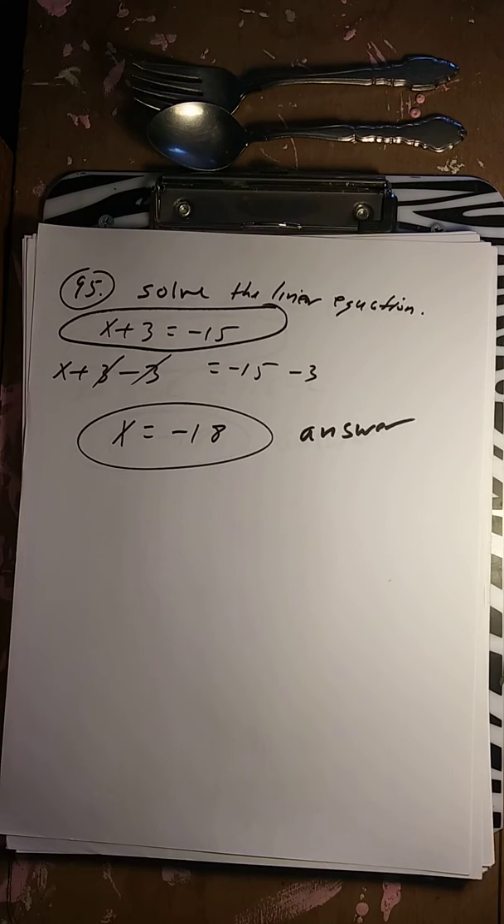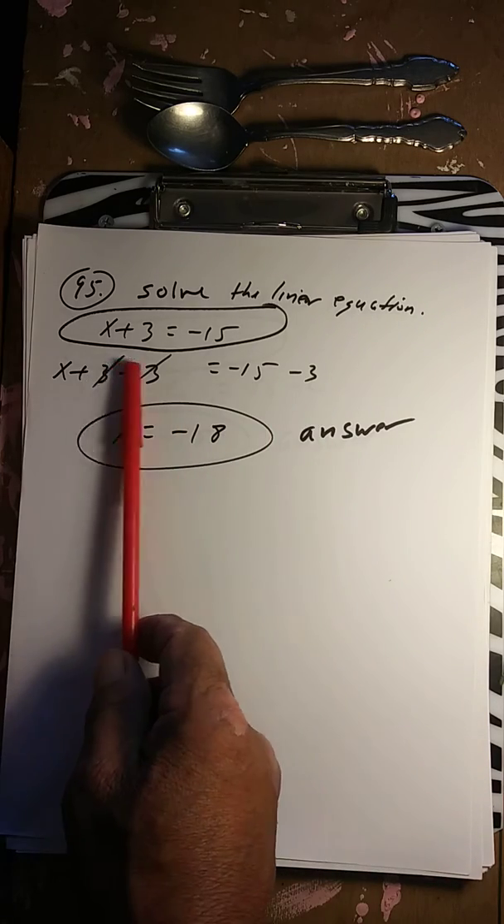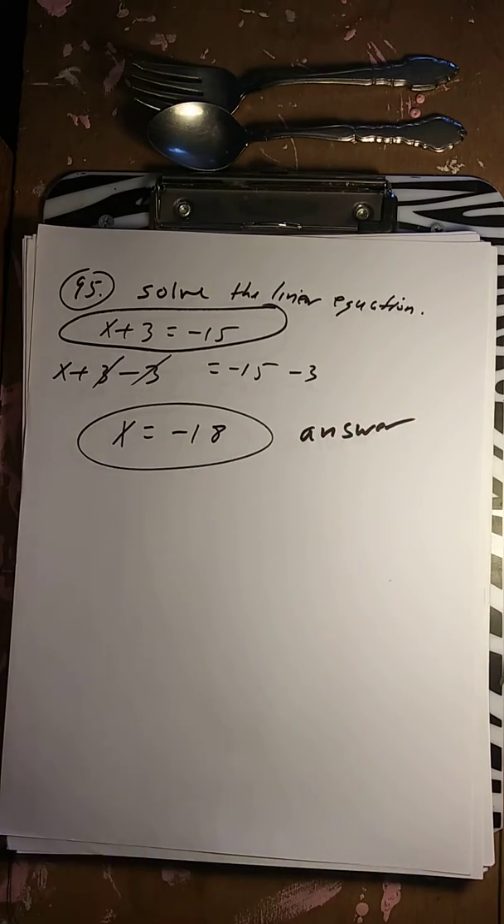Solve the linear equation. X plus 3 equals negative 15. Go minus 3 on both sides. So these are gone. So x equals what? Negative 18.